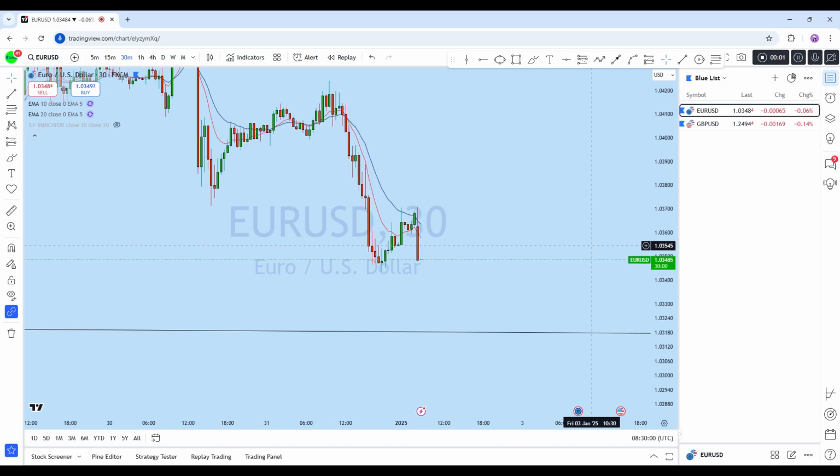Hello trader, I'm going to do a complete multi-time frame analysis on EUR/USD and GBP/USD. Let's see what kind of trading opportunity we currently have in this instrument.